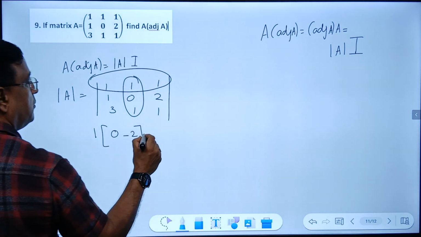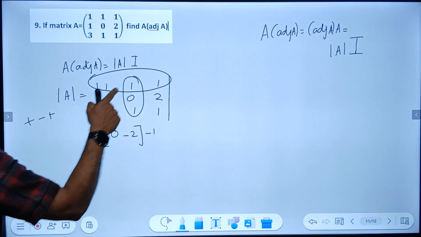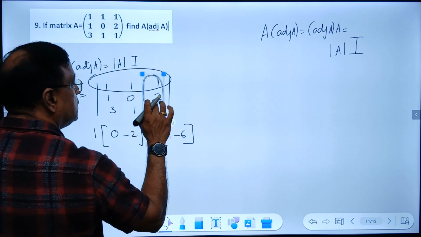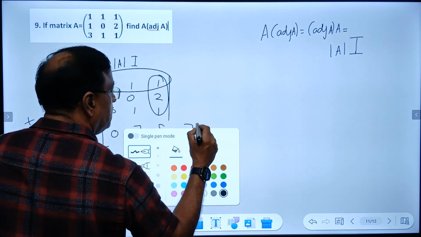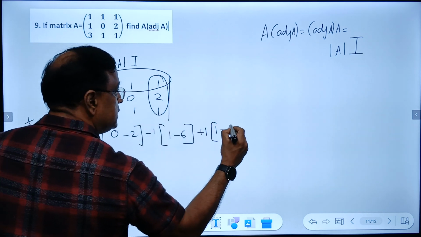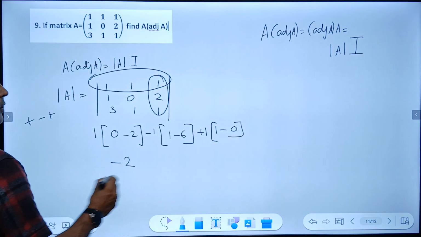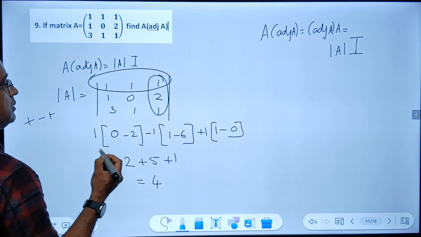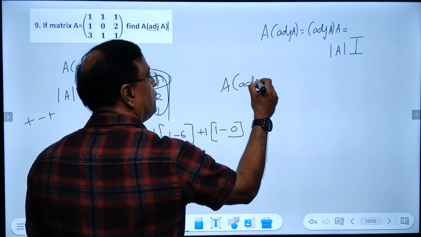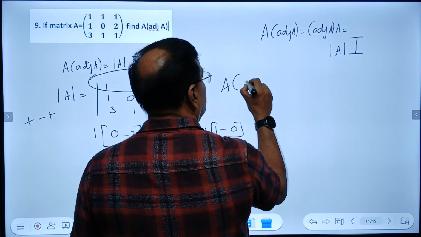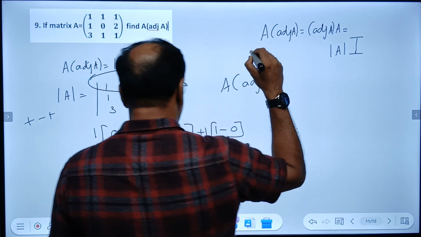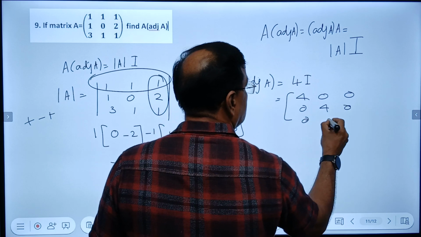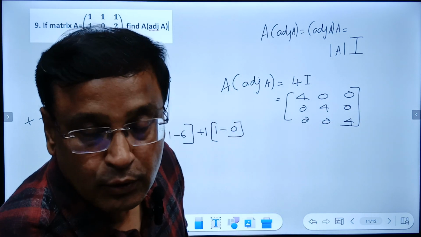What do you get here? Minus 1. Why? Remember, plus minus plus. So it's minus 1 into 1 minus 6. Then we go to the third column. Plus 1 into 1 minus 0. So I get minus 2, minus minus 5, plus 1. So 6 minus 2 is 4. Correct? So the answer is A into adjoint of A is determinant A, which is 4, into I, which is nothing but 4, 0, 0, 0, 4, 0, 0, 0, 4. Okay, I hope you understood all this.